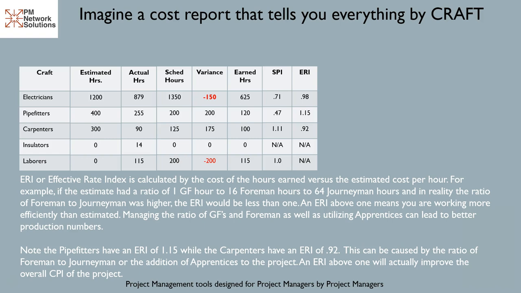Managing the ratio of GFs and foremen as well as utilizing apprentices can lead to better production numbers. Note the pipe fitters have an ERI of 1.15 while the carpenters have an ERI of 0.92. This can be caused by the ratio of foreman to journeyman or the addition of apprentices to the project. An ERI above 1 will actually improve the overall CPI of the project.